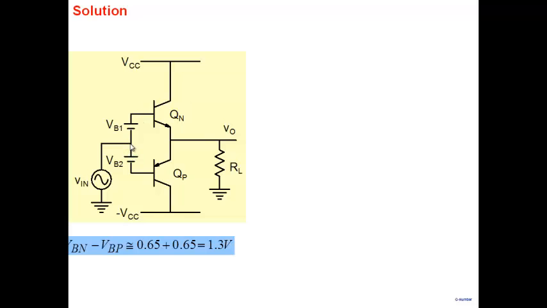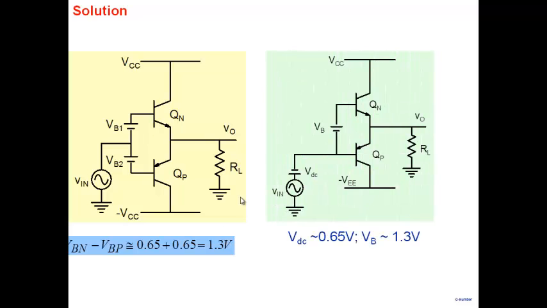Note as you start from VBN. If you take this as a reference point, this is 0. This becomes 0.65. This is 0. This becomes minus 0.65. So the net voltage is 1.3. We are looking for a net voltage between the base of the N-type and the base of the P-type, which is 1.3 volt.